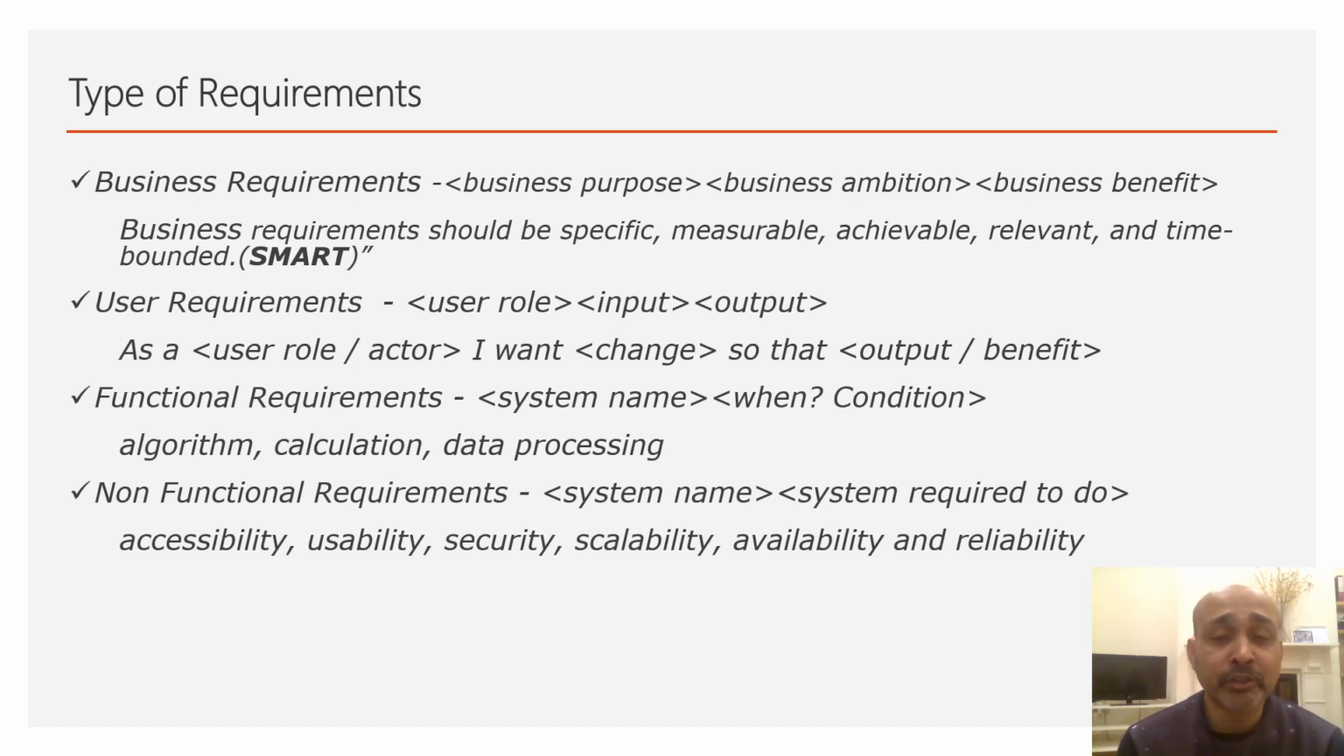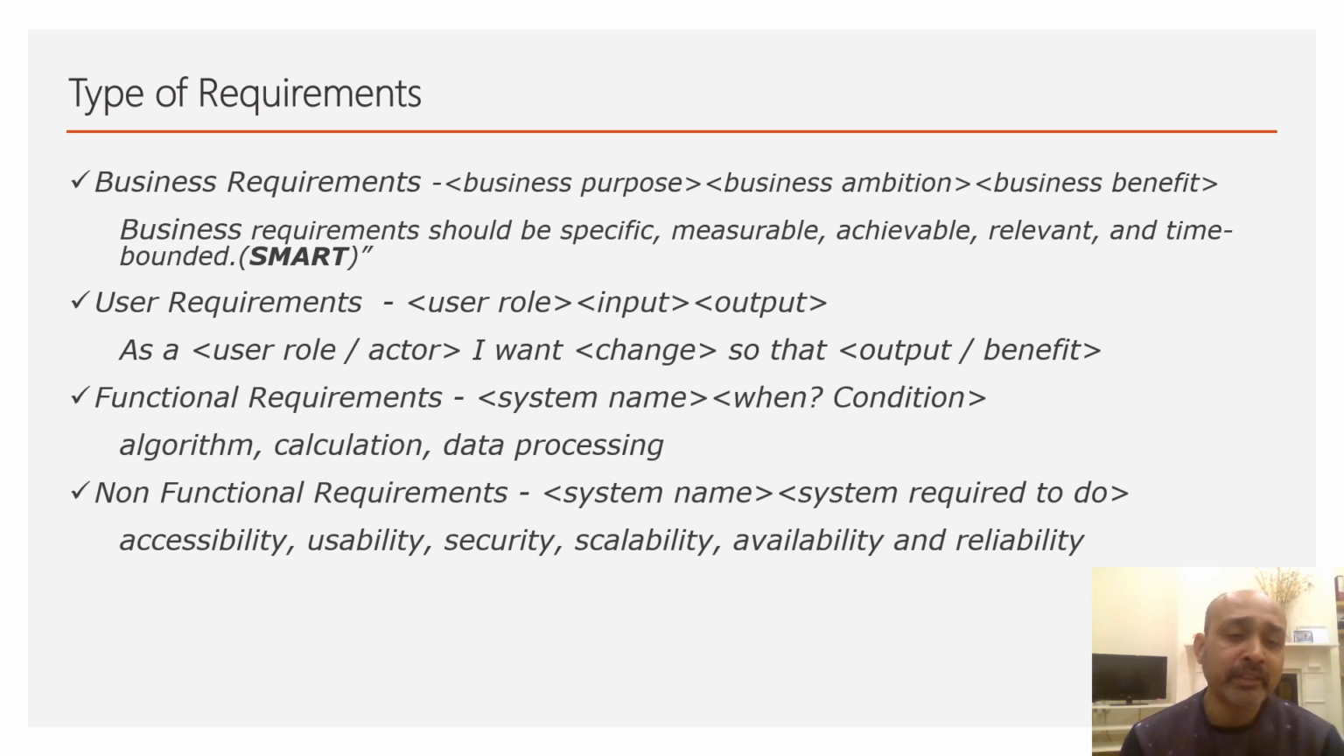It should be achievable, not something which is not possible at all that you are putting as a requirement. It should be relevant to business, and it should be time bounded, meaning how long it will take, 3 months, 6 months, to get this requirement implemented. Now, user requirements comprise the user role, the input the user wants to give, and the output the user wants. That is the format of a user story: as a user, I want to change this so that I will get this benefit.